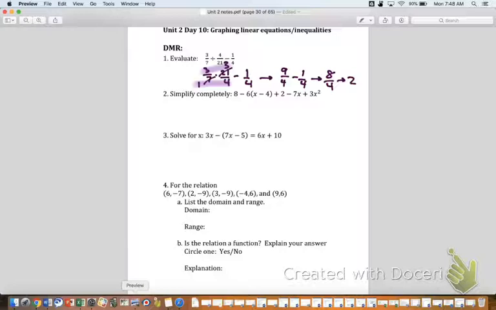All right, so again, just like we always do, look at what I have, look at what you have, and let's decide if we agree or disagree or close. Do you have any questions? Anything I can kind of reteach, help, review? Okay, fair enough. Number 2 says simplify completely.